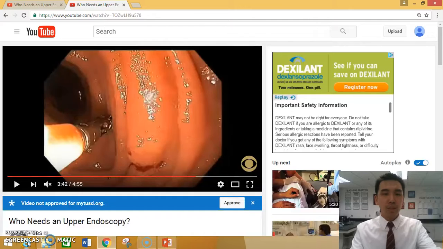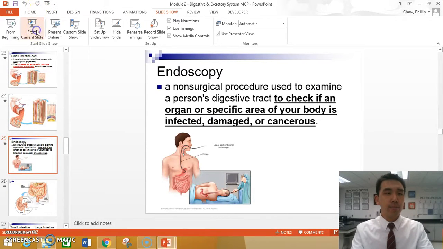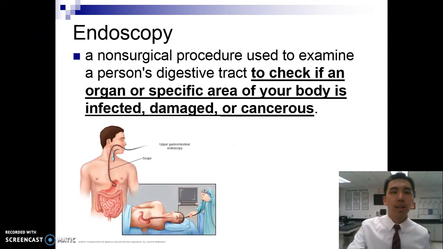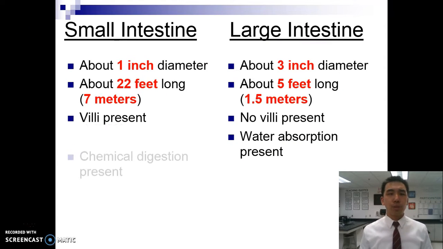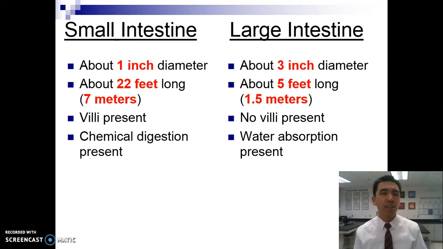Okay, so there's an endoscopy. Let's continue and finish this presentation here. What's the difference between the small intestine and large intestine? As you can see here, the small intestine is called the small intestine because it has a smaller diameter. Of course, it's longer, but it's a smaller diameter. That's why they call it the small intestine.